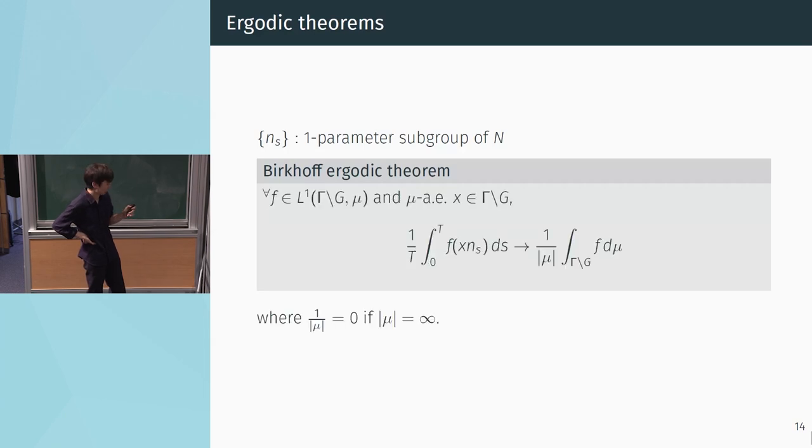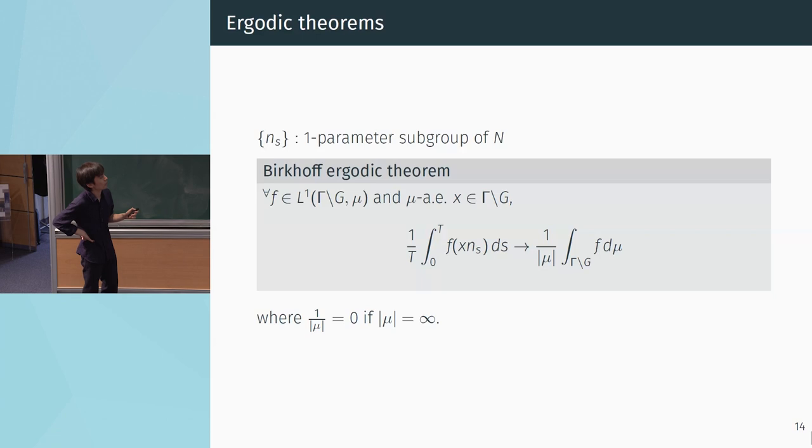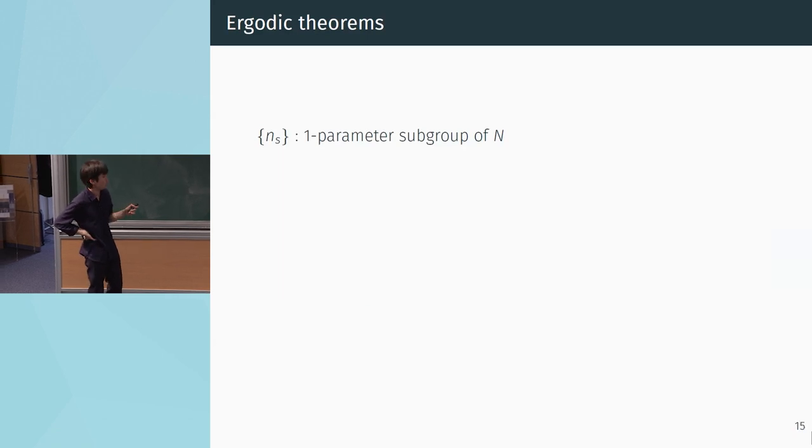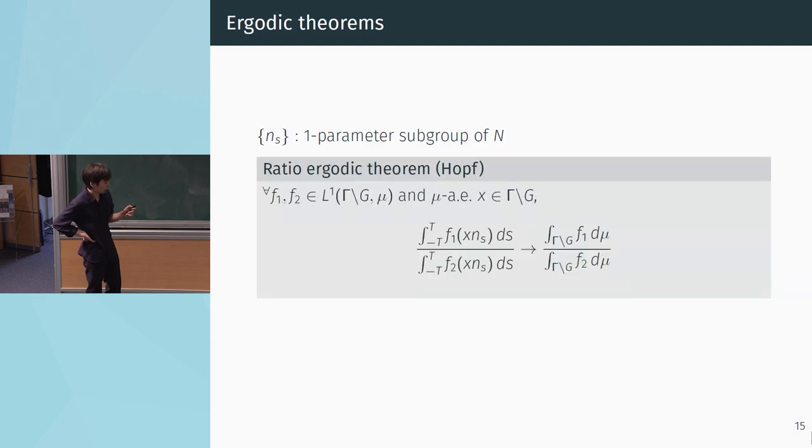But okay, so if you have an ergodic action, if you take the time average, it converges to the space average. This is the Birkhoff ergodic theorem. But if your measure is not finite, then this time average goes to zero. So if you look at an infinite measure, then maybe you can look at the ratio ergodic theorem for this one dimension due to Hopf, which says the following.